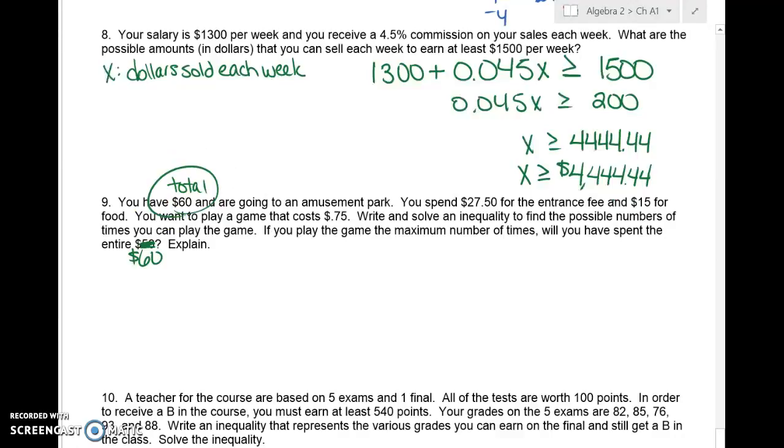You spend $27.50. So I'm going to spend $27.50. And plus, you spend $15 on food. And plus, you want to play a game that costs 75 cents. So we're going to have 75 cents. Now, are we playing the game once or twice or multiple times? That would be our variable. So x is going to represent the number of times the game is played.